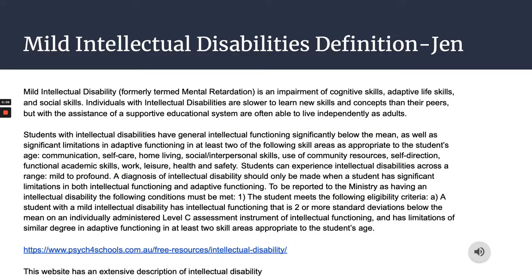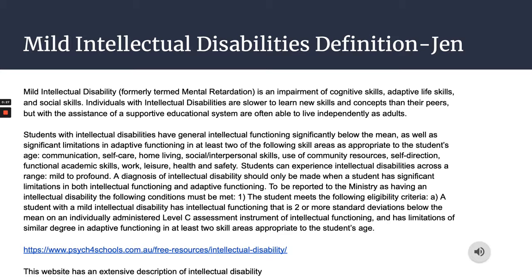Mild intellectual disabilities is an impairment of cognitive skills, adaptive life skills, and social skills. Individuals with intellectual disabilities are slower to learn new skills and concepts than their peers, but with the assistance of a supportive educational system, are often able to live independently as adults.